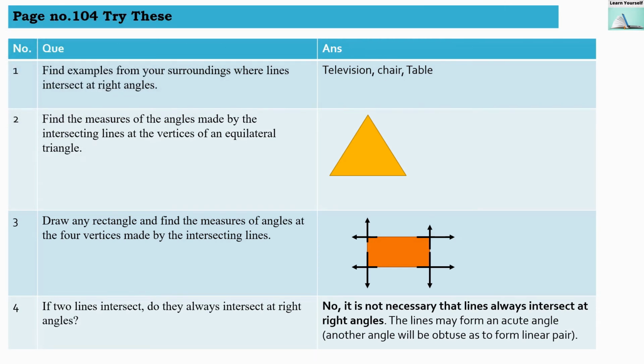Page number 104, try this sum. First question is, find examples from your surroundings where lines intersect at right angles. So here I have mentioned television, chair and table. You can also write dishwasher or washing machine or anything which has a shape of square or rectangle. They all will give you the right angle or 90-degree angle. Second question, find the measures of angles made by intersecting line at vertices of an equilateral triangle.